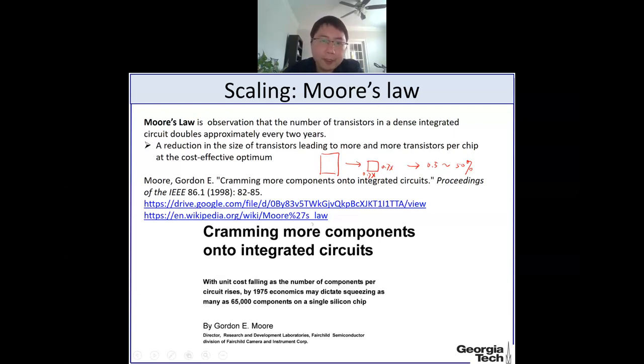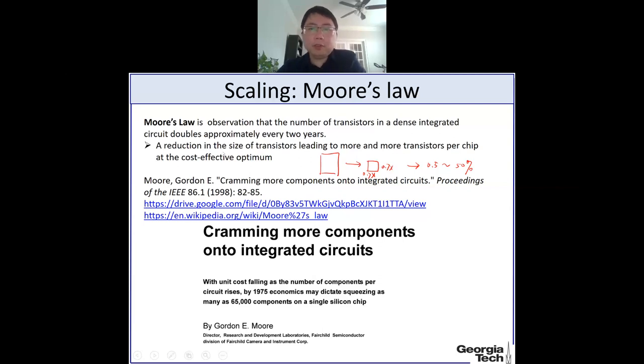And here, this is an interesting article written by Gordon Moore in 1998 to review the historical trend, which he predicted 30-40 years back. So if you're interested in this, you are encouraged to read this article from this link.